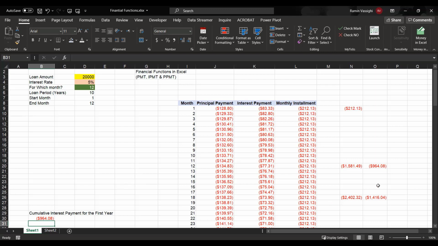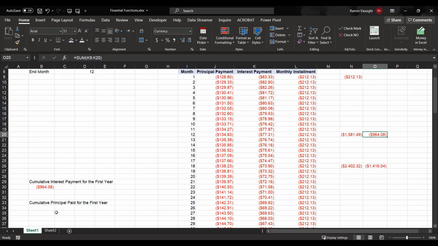And I already did a little test in here to make sure, for the same scenario, if I just add all of my interest payments from month 1 to month 12, this comes out to be 964.08. Same exact thing here. Excellent.